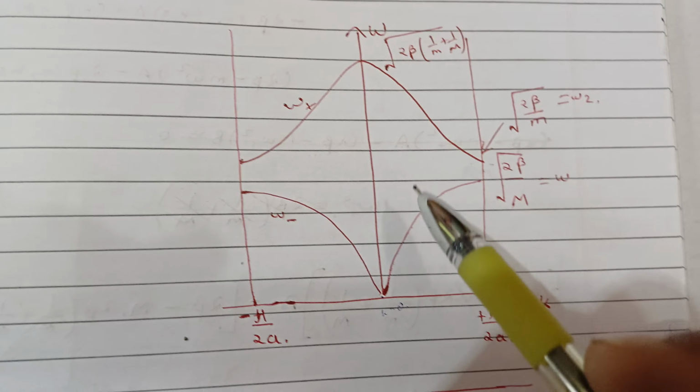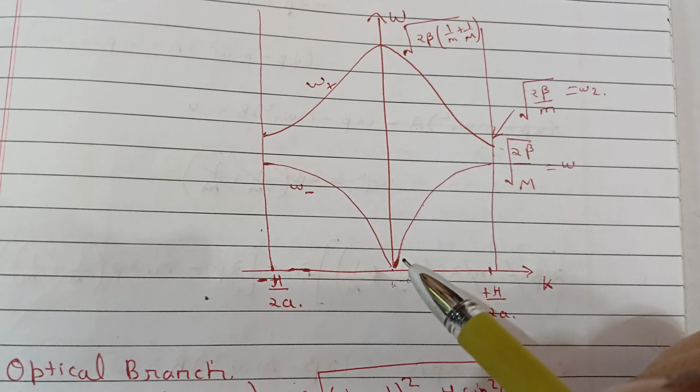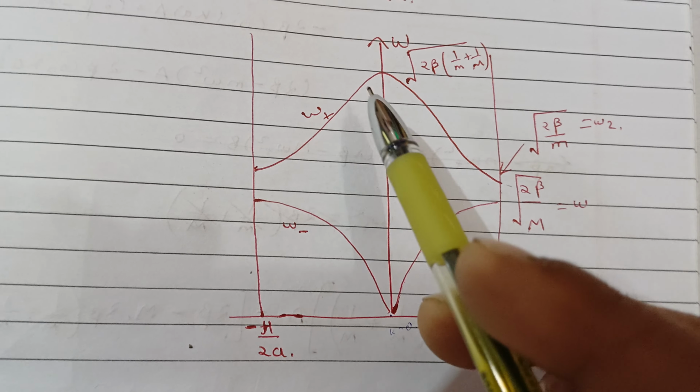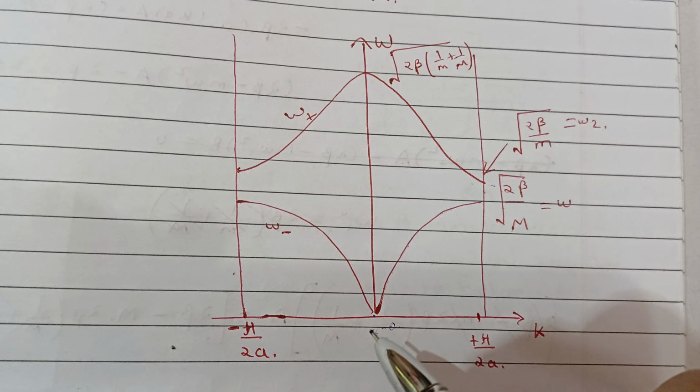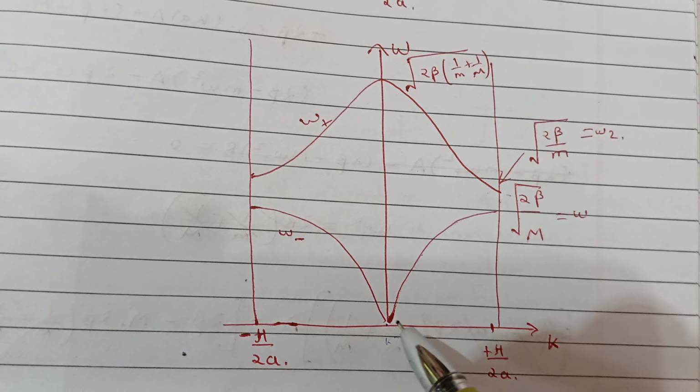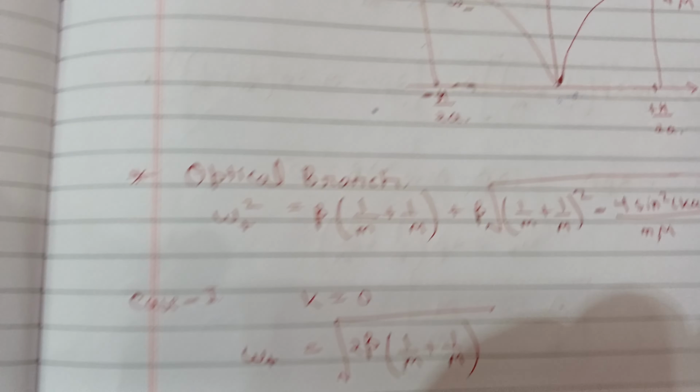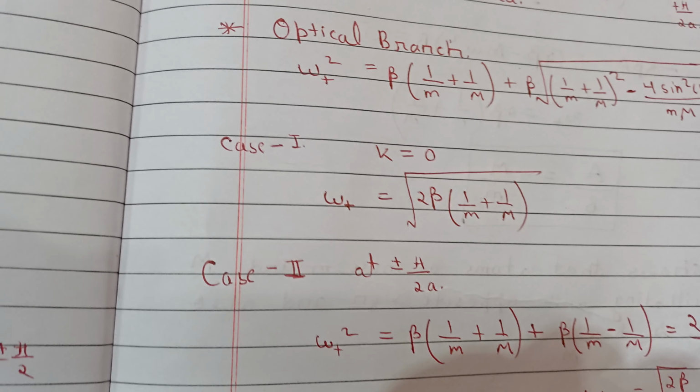Just remember that for the long wavelength region, we are getting maximum frequency for the optical branch and minimum frequency for the acoustical branch, and that is nothing but 0. So I hope this is clear to you.